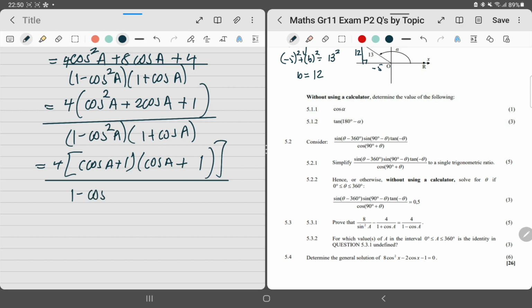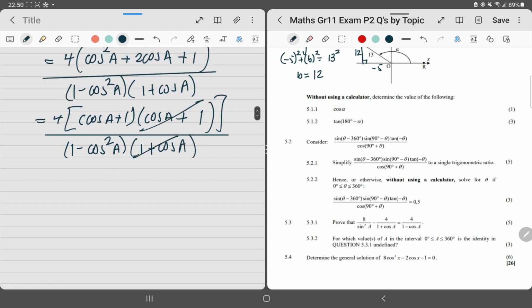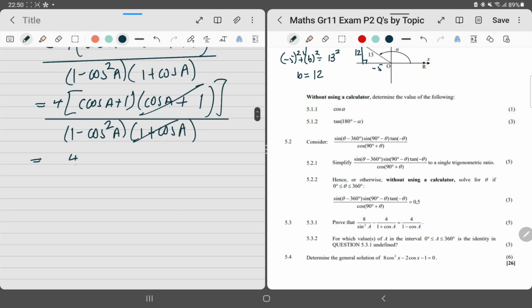One minus cos squared of a, 1 plus cos of a. So one of those will take care of those. So I'm left with 4 cos of a plus 1, 1 minus cos squared of a.